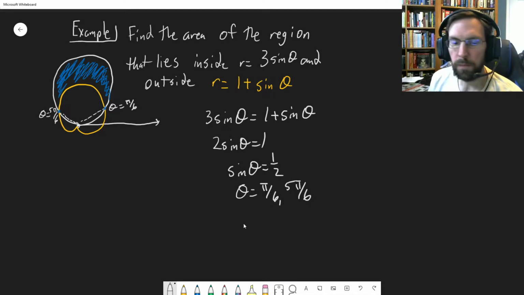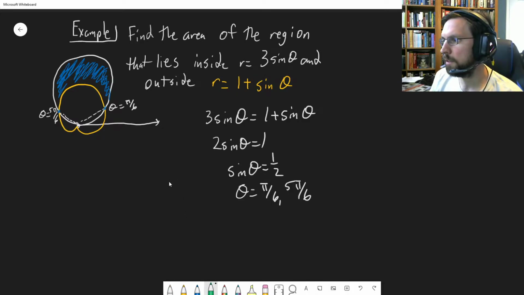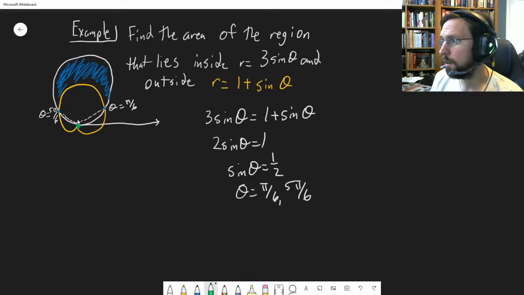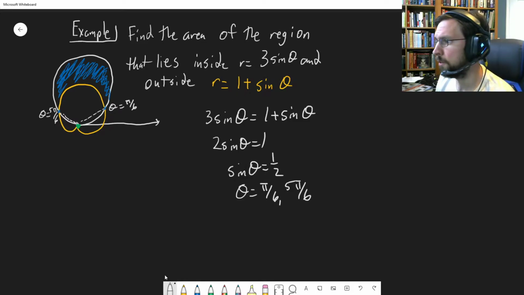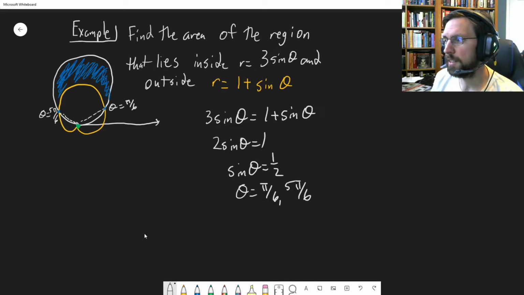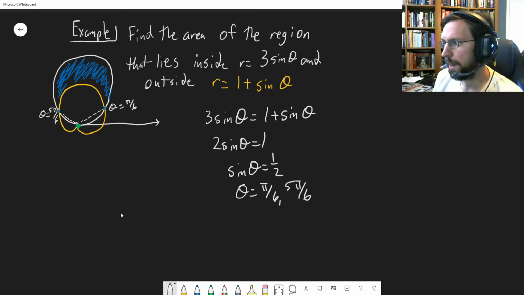Okay, but some astute observer would point out that, hey, just looking at these curves, that gives us these two blue points of intersection. What about this point? What about the pole? You're correct that, in fact, the pole is another point of intersection. But what's going on at the pole is it's not happening at the same angle. Okay, so what do I mean by that?